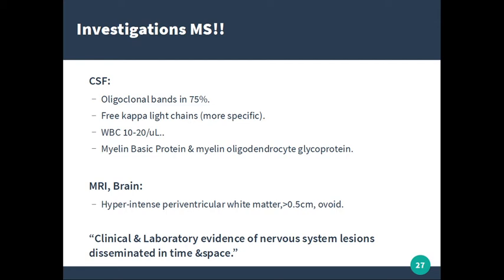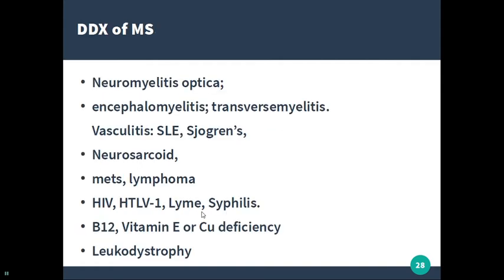The next step would be carrying out an MRI or a CT scan if you suspect anything else other than MS. For example, we might have hyperintense periventricular white matter patches, which usually are significant if they're over 0.5 centimeters and ovoid, and these patches are usually, as we said before, periventricular. The clinical and the laboratory evidence of a nervous system lesion is always disseminated in time and space.